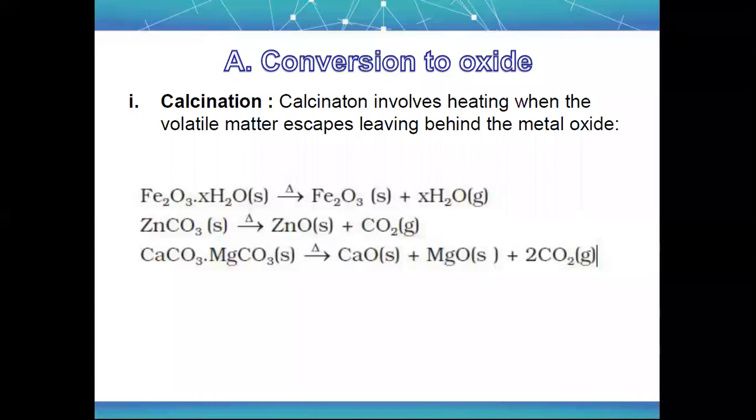Next is CaCO3 and MgCO3. When you keep on heating, you will get calcium oxide, magnesium oxide, and carbon dioxide. So now what is the first motive? To convert your concentrated ore to oxide form, and the first process is calcination.